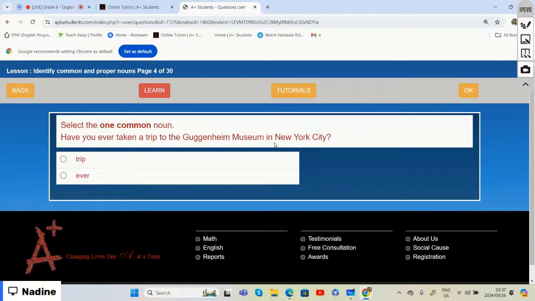So, have you ever taken a trip to Guggenheim Museum in New York City? We need to select the common noun. Is it trip, option one, or ever, option two?